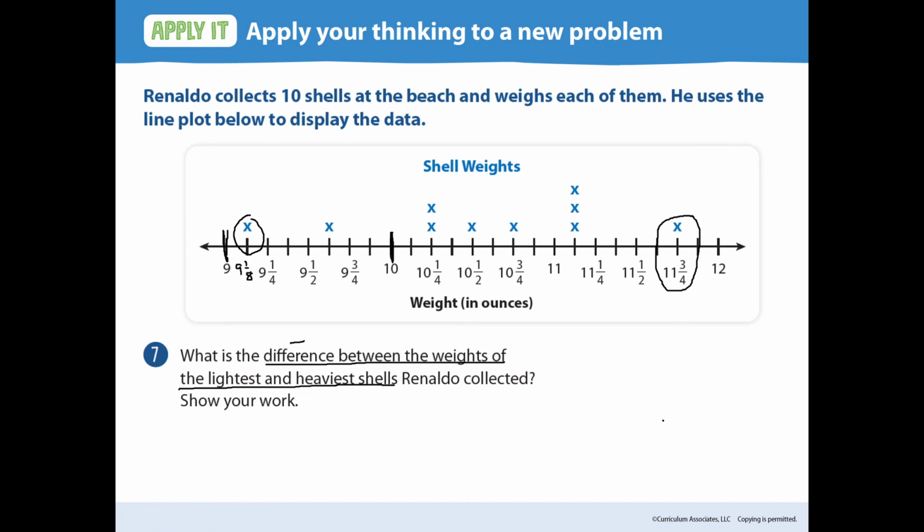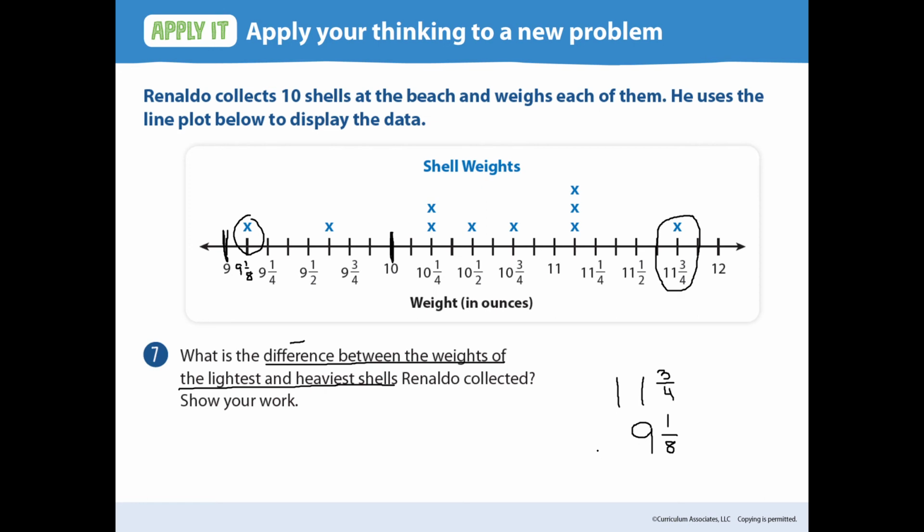I'm going to write this over here, and you'll see why in just a moment. 9 1/8 ounces. Okay, and the heaviest one is 11 3/4 ounces. I'm going to write this above that because we're subtracting the smaller weight from the larger weight. So I want to make sure the larger one is on top.